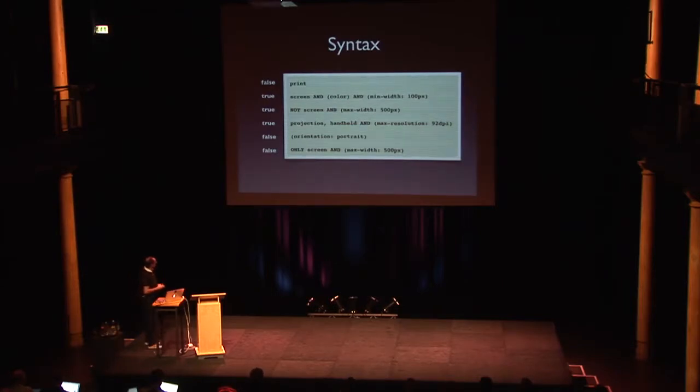The second one, screen and, between parentheses, color and min-width 100 pixels. Obviously, we're on a screen, it's in color, and it's wider than 100 pixels. So everything is true, and it's and, so everything is true. Such a style sheet would apply. Not screen: we'll discuss it a little bit later, but here we have screen and max-width 500 pixels, and it is true because the width is above 500 pixels. In fact, I'm projecting in 1280, I think. So the condition is false, and I'm negating it with the not, and it becomes true.